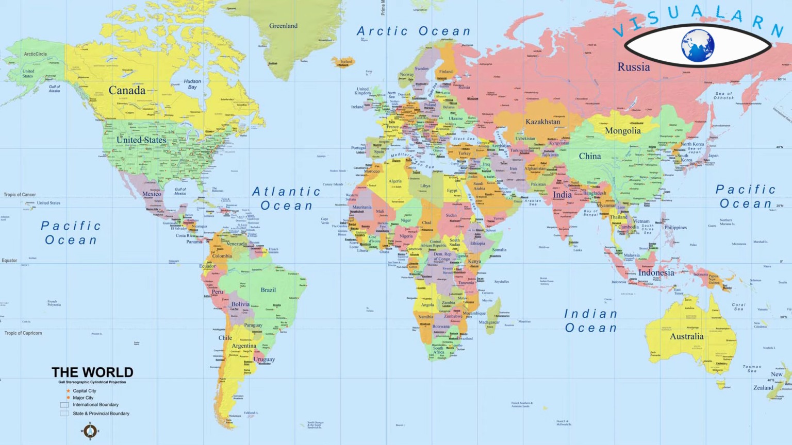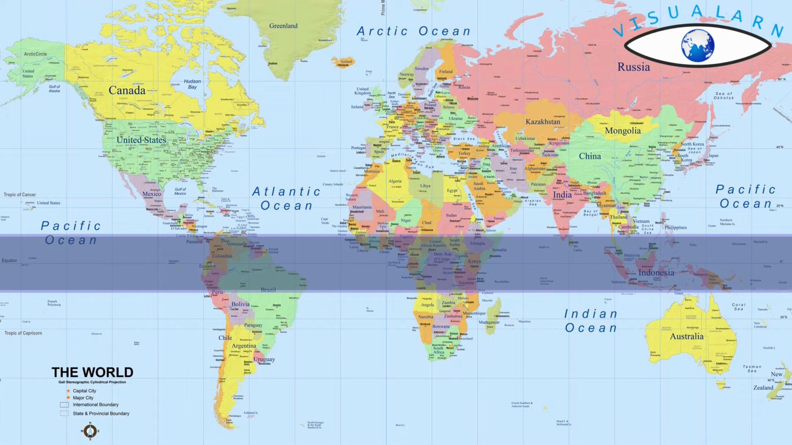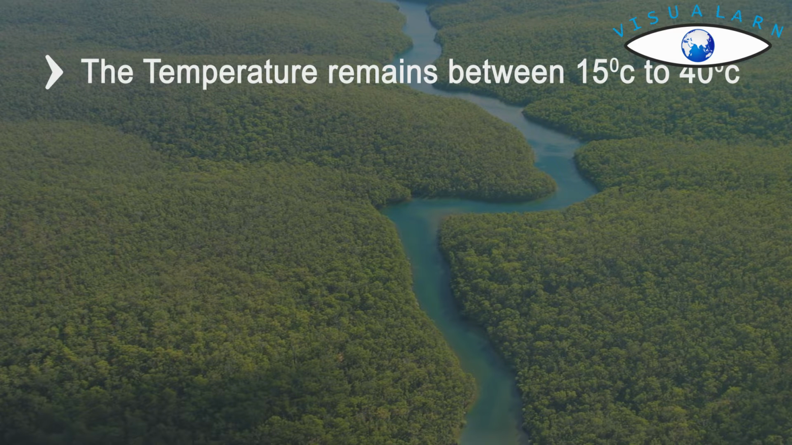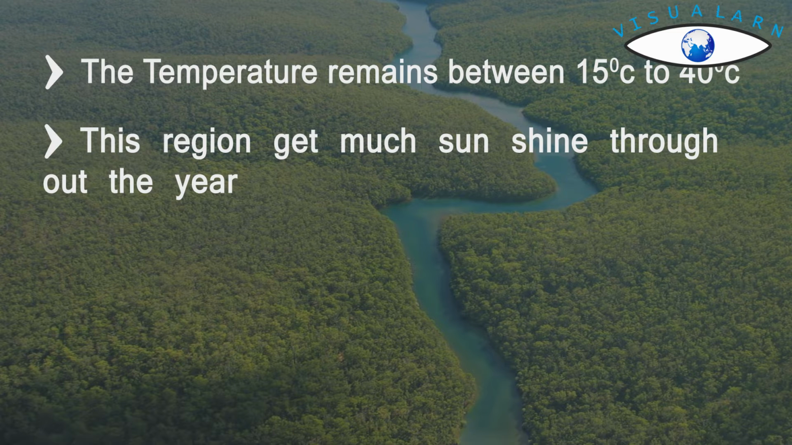Equatorial climatic regions occur over an area up to 10 degrees of latitude on either side of the equator. The temperature remains between 15 degrees centigrade and 40 degrees centigrade. Mean daily temperatures vary little throughout the year since the sun is always high in the sky. Diurnal temperature variations are greater than seasonal differences.